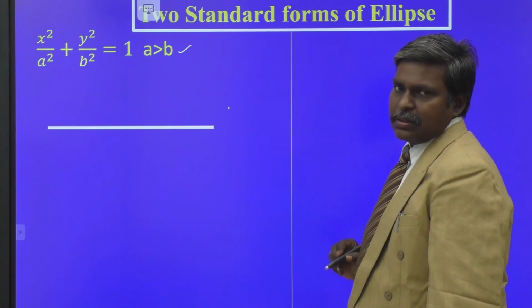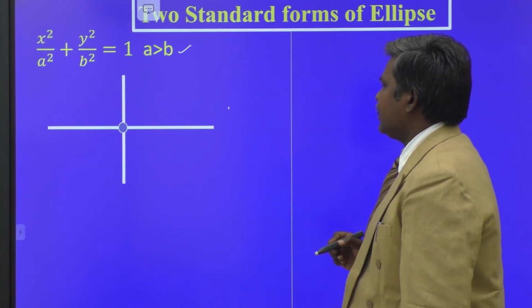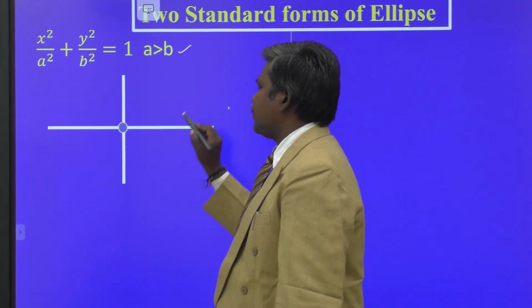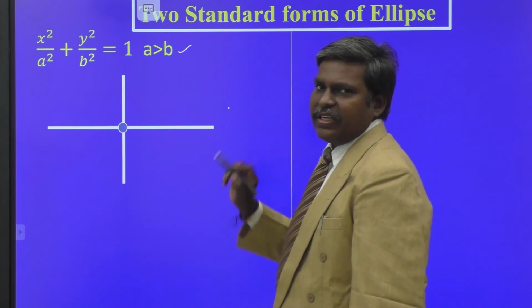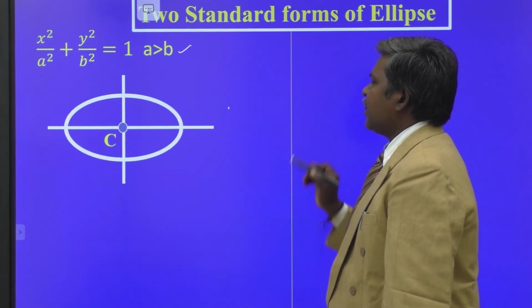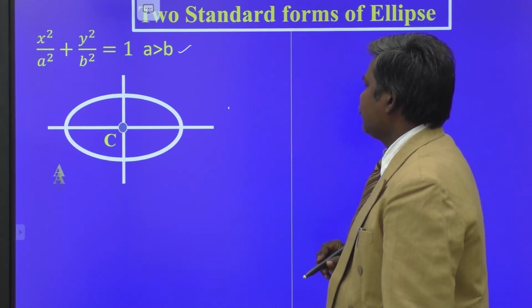This is the major axis along the x axis. This is the y axis. This is the point of intersection of the x axis and y axis. This is the origin, the center of the ellipse. And this is my ellipse: x square by a square plus y square by b square is equal to 1.